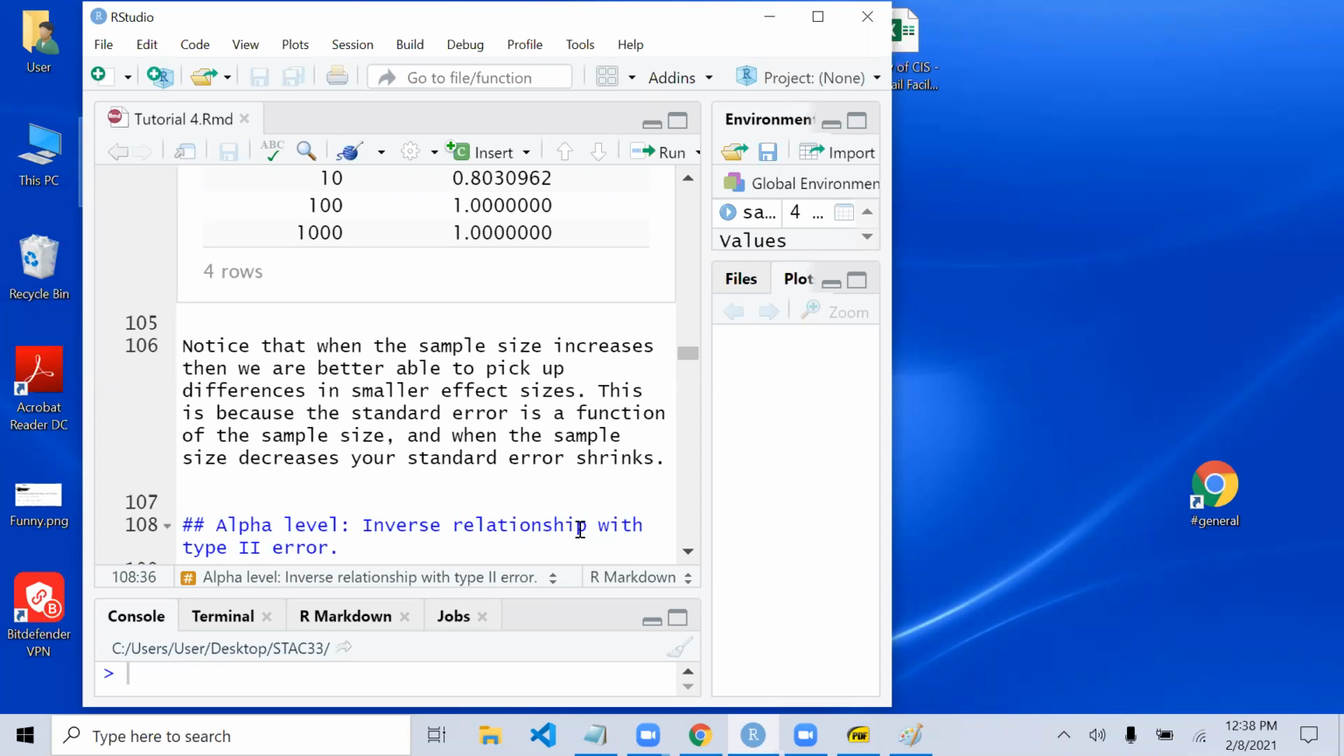Isn't it because you're allowing a higher chance of a type 1 error to occur? Or you're allowing for a lower chance of type 1 error? Oh, sorry, yeah. I think what he was getting at is that when you make your alpha level smaller, alpha is the probability of making a type 1 error. So you're less likely to reject the null hypothesis when you make your alpha smaller.